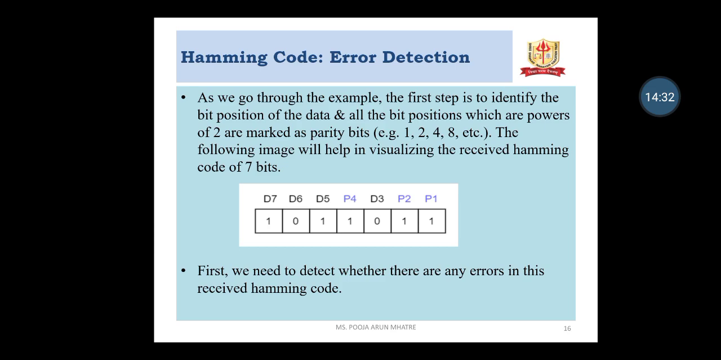D7, D6, D5, and D3 are the data bits, and P1, P2, P4 are the parity bits.